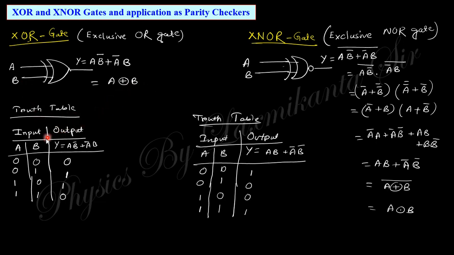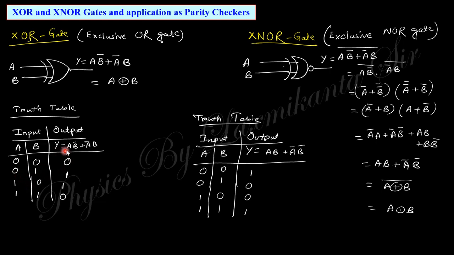Its truth table will be like that. The inputs A and B are 0011 and 0101. If you put the value 00, you can see this is 0, and this 0 bar is 1. 0 into 1 is 0. Again 0 bar is 1 and this is 0, so this is also 0, so you will get 0.